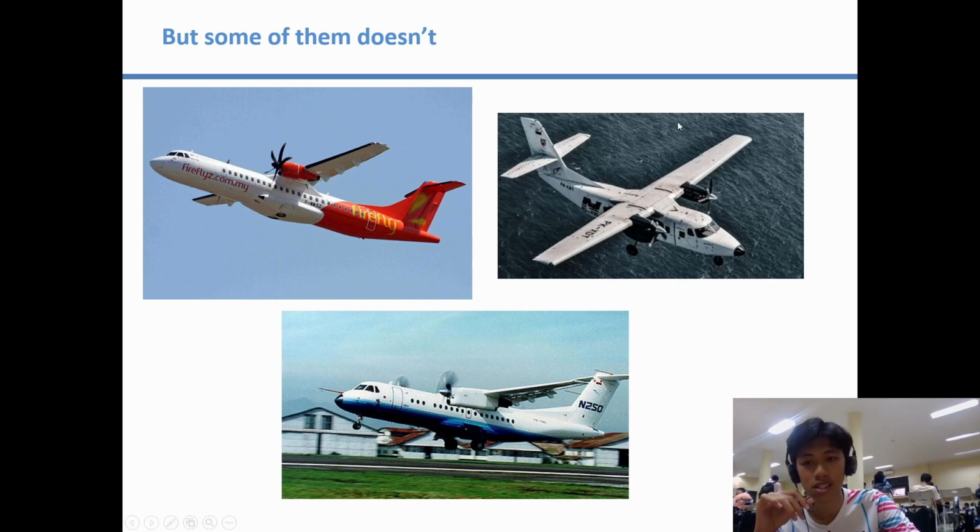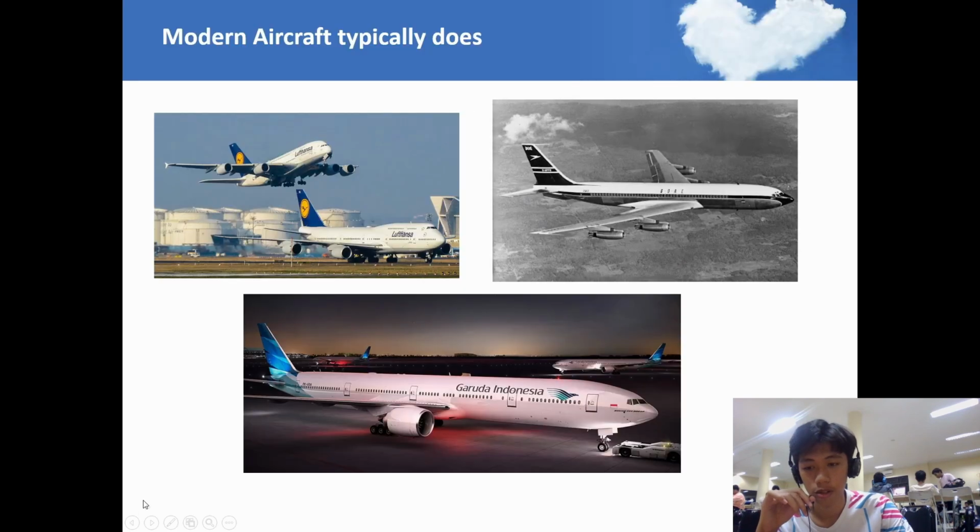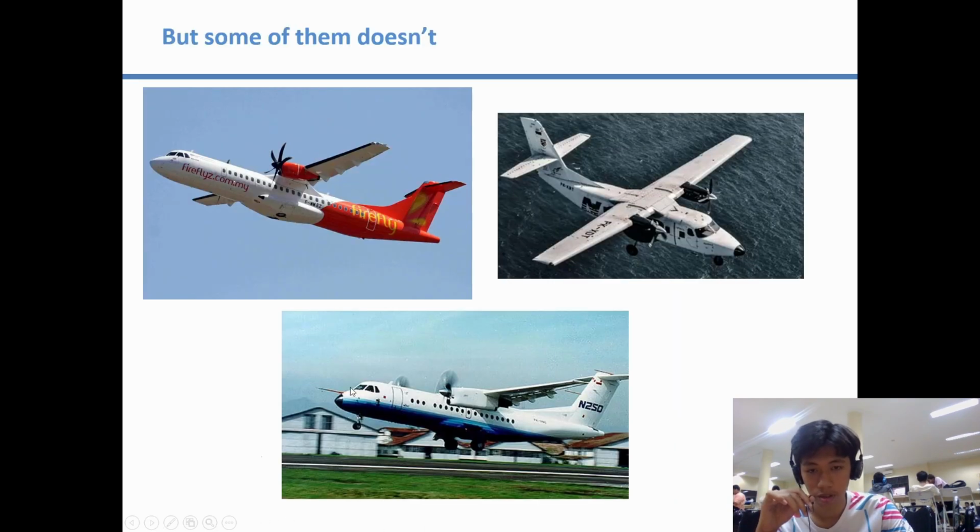For example, this is an ATR. We have around 100 units of this in Indonesia, and this is the N250 Gatot Kaca, which I'm really proud of. This is one of Indonesia's masterpieces, and this is the N219, also produced by the Indonesian aerospace industry. They don't have swept wings. You can see their wings are really straight like this, and if you go back here, they have a really different configuration. Why do they have this and why don't these?